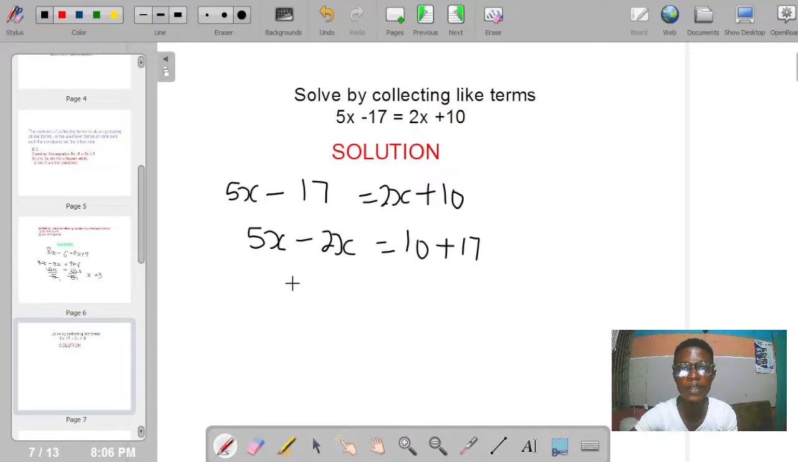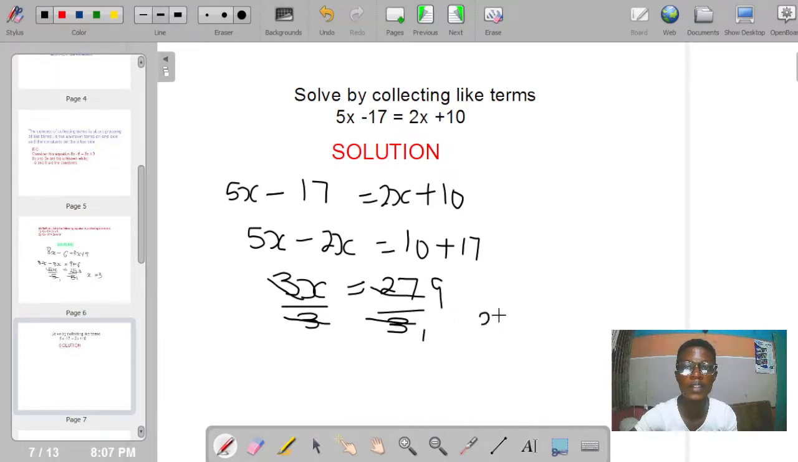Now, I perform the various operations. So 5x minus 2x is 3x equals 10 plus 17, which is 27. So, like we said earlier, you divide both sides by 3. Whatever number is beside your unknown is what you use to divide. I'll keep reiterating that. Now let's cancel out: 3 cancels out 3 here, 3 here is 1. 3 in 27 is 9. So x equals 9.